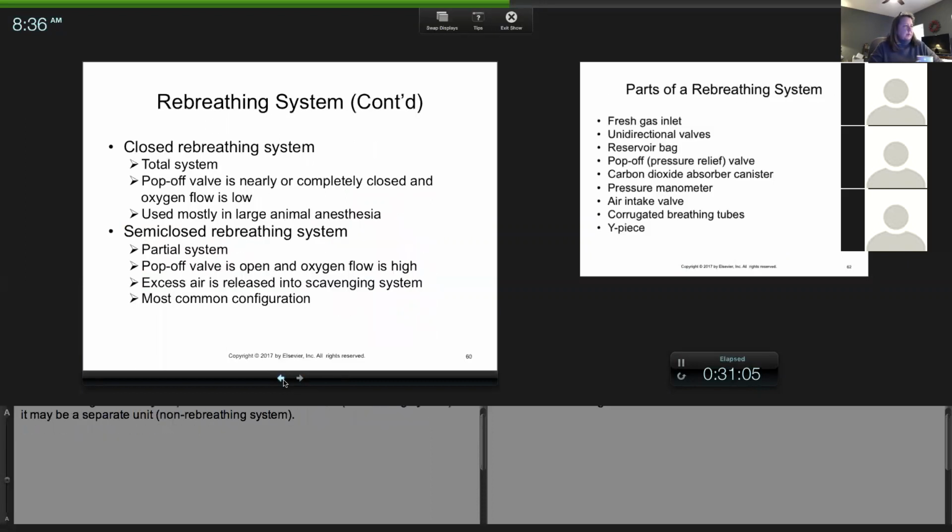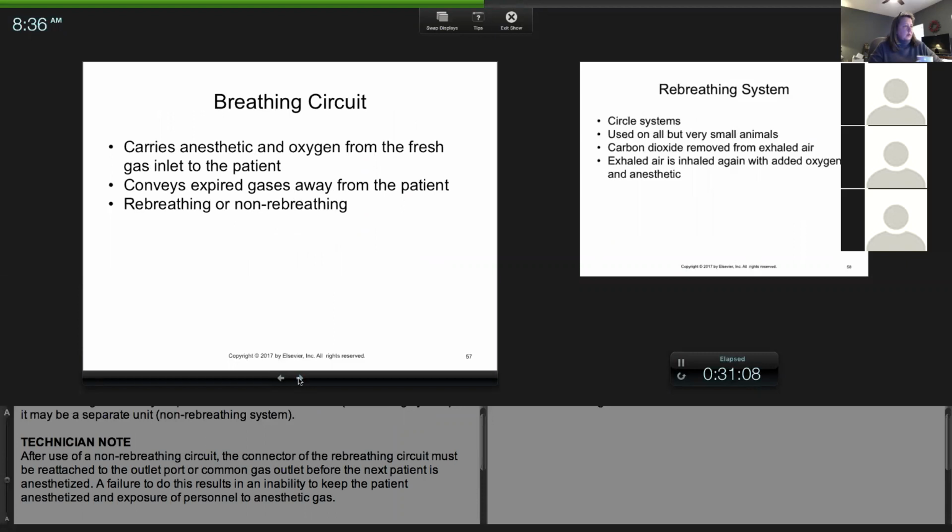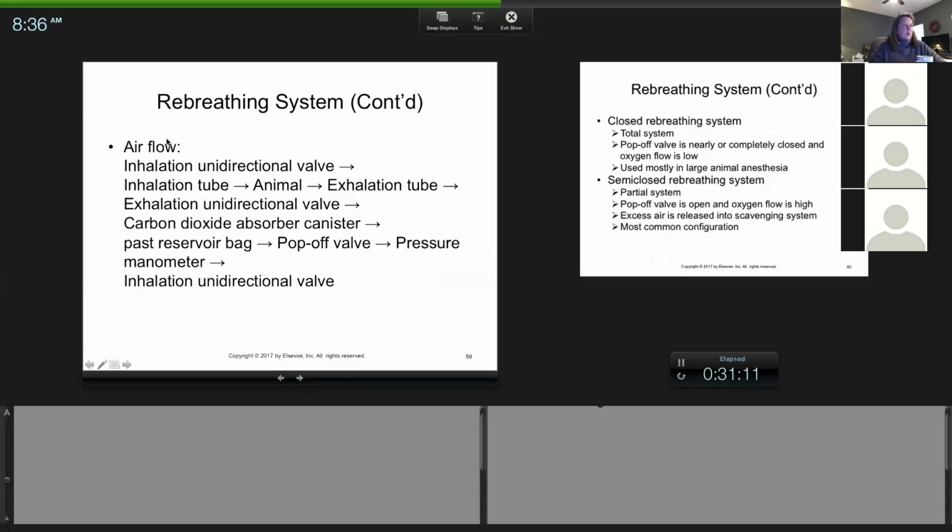Let me go back here. Whoops, too far. Okay, so the airflow, the vaporizer, at the outlet of the vaporizer, remember I said it connects to the breathing circuit, but it has to go through the inhalation valve, and that's called a unidirectional valve, and that's what it means, unidirectional. When an animal inhales, that valve is going to open, and then oxygen and anesthetic go through the inhalation tube to the animal. And then when they exhale, it goes out the exhalation tube, and the exhalation valve opens.